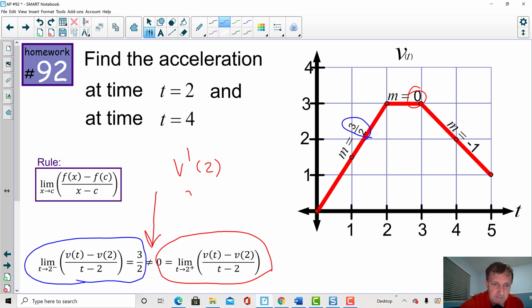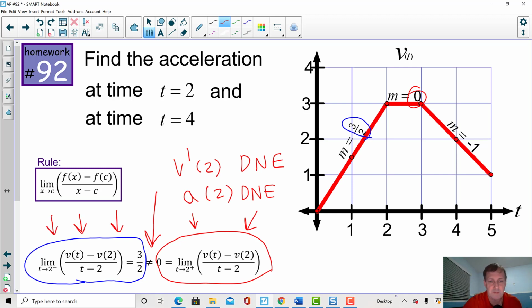You could also say that the acceleration at time t equals 2 does not exist. These do not exist, and it's okay just to write DNE. The AP grader will know exactly what that means. It means does not exist. If you wanted to put a really good explanation, just look at the bottom down here. The limit from the left does not equal the limit from the right. And that's the reason why, when t is 2, the acceleration does not exist.